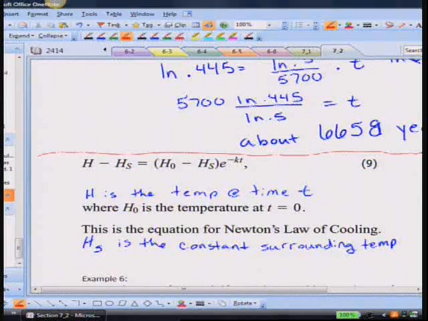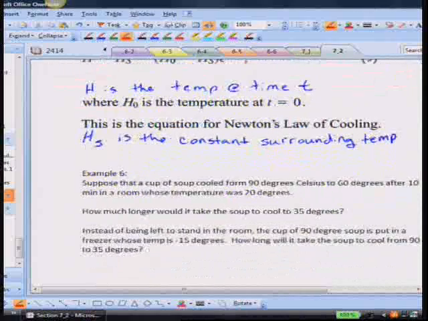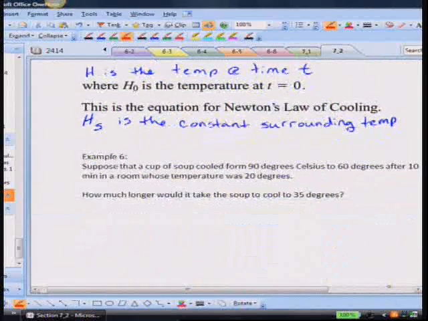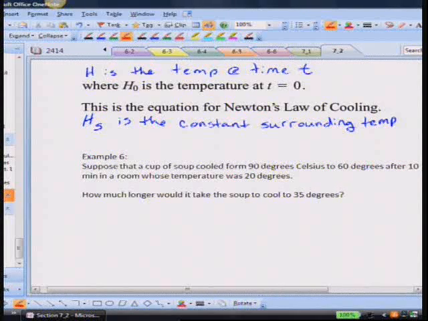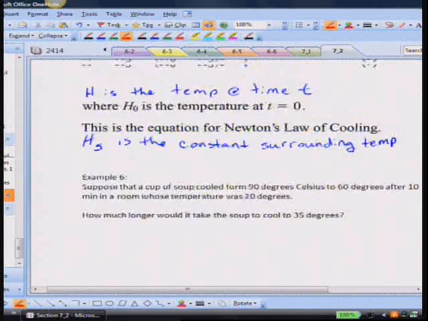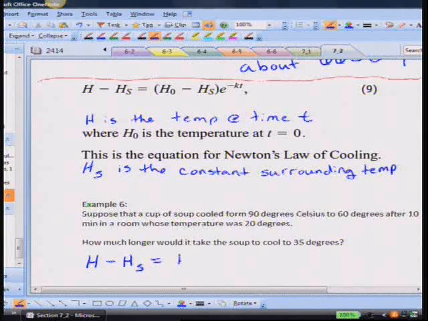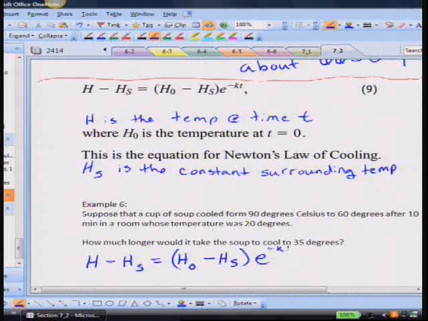All right, so let's see if we can use this information to help us answer example 6. It says, suppose that a cup of soup cooled from 90 degrees Celsius to 60 degrees after 10 minutes in a room whose temperature was 20 degrees. How much longer would it take the soup to cool to 35 degrees? According to our formula, we have H, in this case what we want to end up with, minus H surrounding, equals H initial minus H surrounding, e to the negative kt.